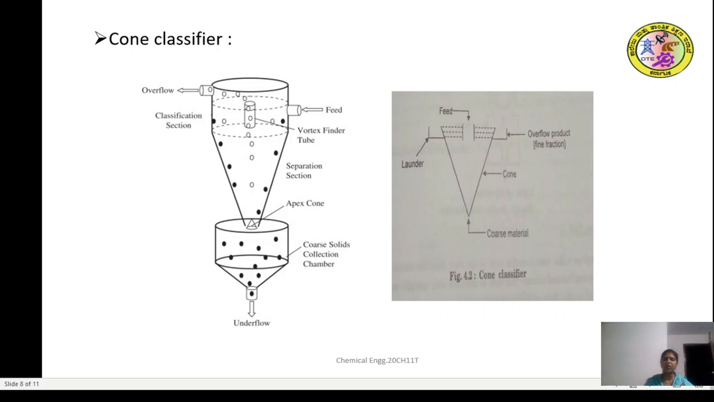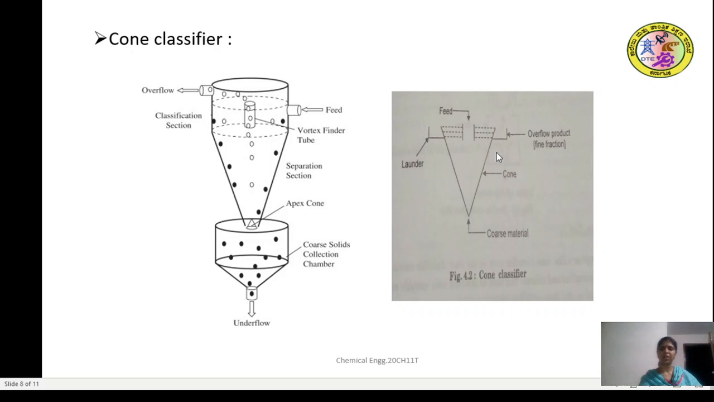We'll just have a look at the diagram here. Here you have a cylindrical portion and a conical bottom, the tapering conical bottom. This is the classification section. This is the vortex finder tube. The feed, the vortex finder tube, the separation section. This is the apex cone where we collect the coarse solids collection chamber. That will be an underflow.